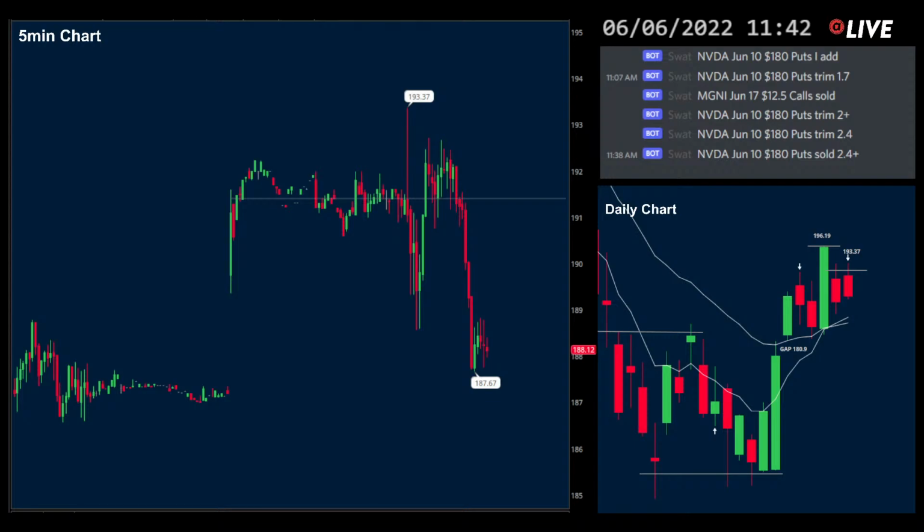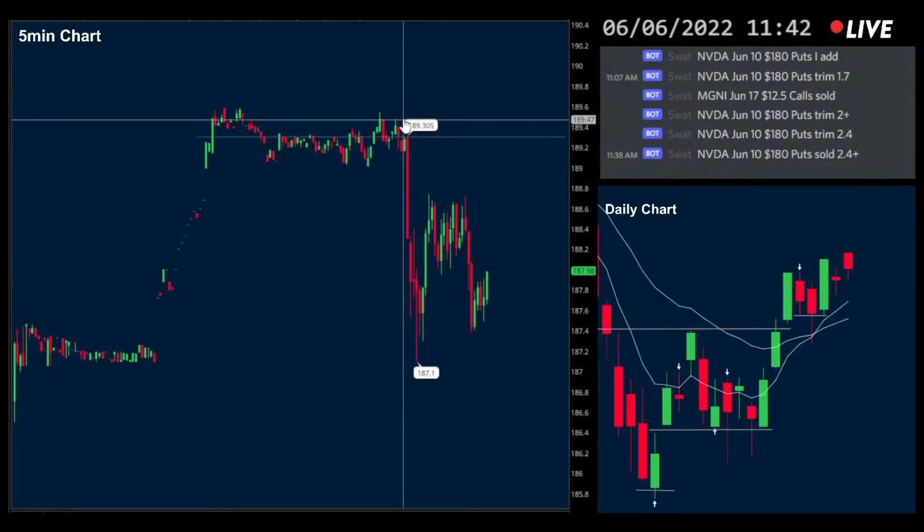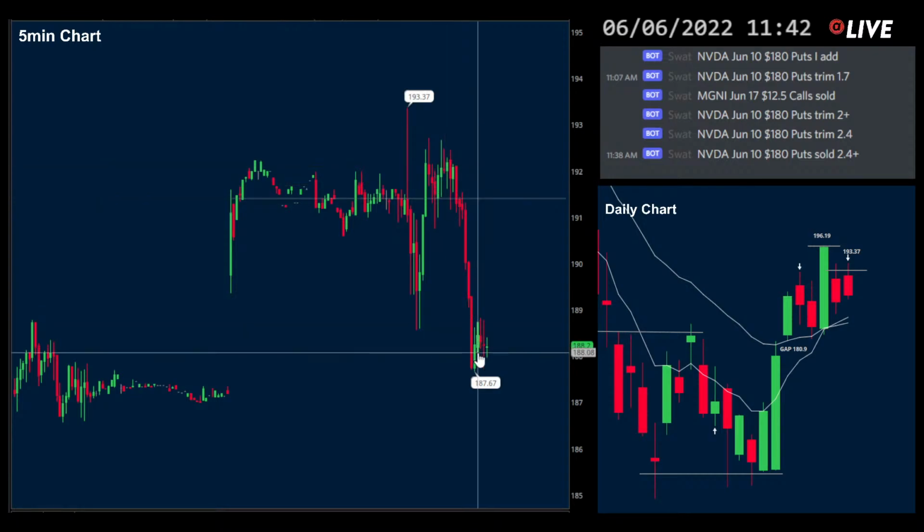Congratulations all. It was not easy, but it was good. The IWM short out of the gate, the Robinhood calls, and the NVDA fade with those puts working nicely. After seeing the relative weakness on AMD and the rest of the semis, it was a nice decision to short AMD, and nice gains there.